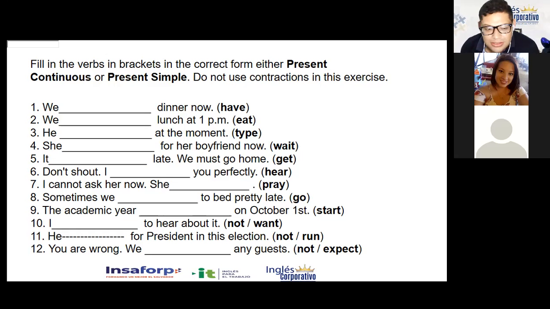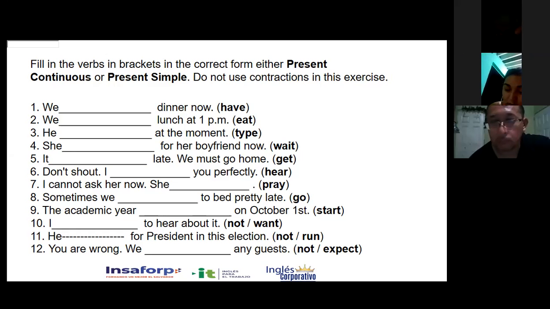Number three. He is typing at the moment. He's typing. Ah, he's typing at the moment. Okay. Yes. Nice, Brian. So he's typing at the moment. Yeah, that's right. Thank you.